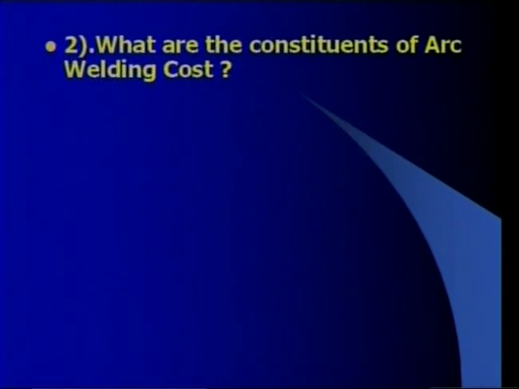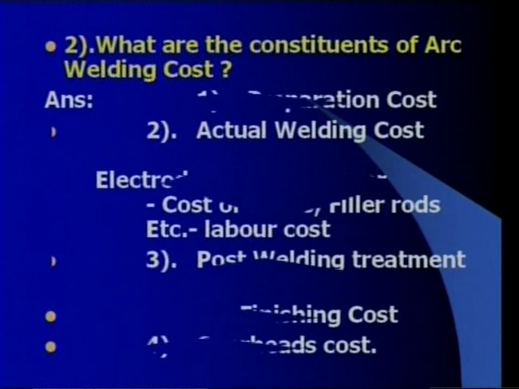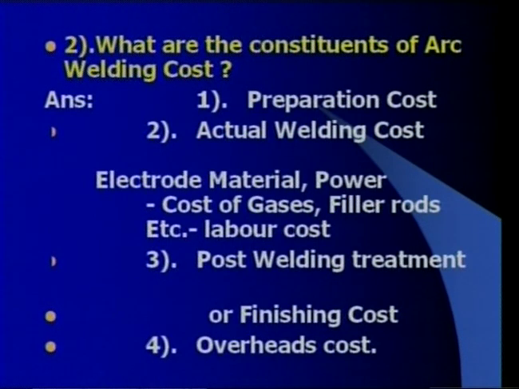Let us go for the second question. What are the constants of the arc welding cost? What are the important constants of the welding cost? Anybody? Okay, let us see the answer. So we already discussed preparation cost and actual welding cost, that is used for electrode material, power and cost of the gases and filler rods, and labor cost. Third one is post welding treatment or finishing cost, finally overhead cost.